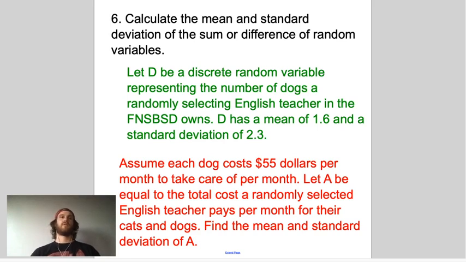The question is, assume each dog costs $55 per month to take care of. And we're going to let A be equal to the total cost a randomly selected English teacher pays per month for their cats and dogs together. Find the mean and standard deviation of A.